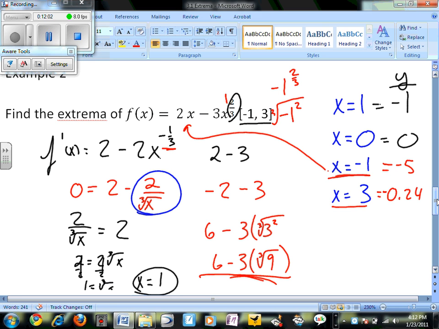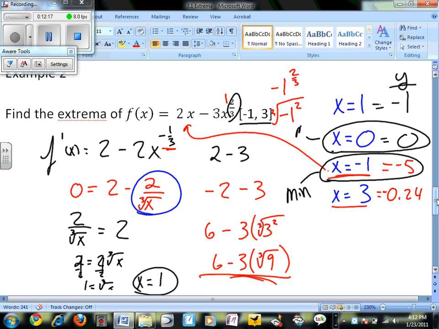All right. So when I look at these, I've got to decide which one's my minimum and my maximum. Well, my smallest number is -5, so there's my minimum. And my biggest number looks to be 0. And that's going to be my maximum. So there's our lesson for tonight about learning the extrema and the minimum, maximum, and critical points of a function.